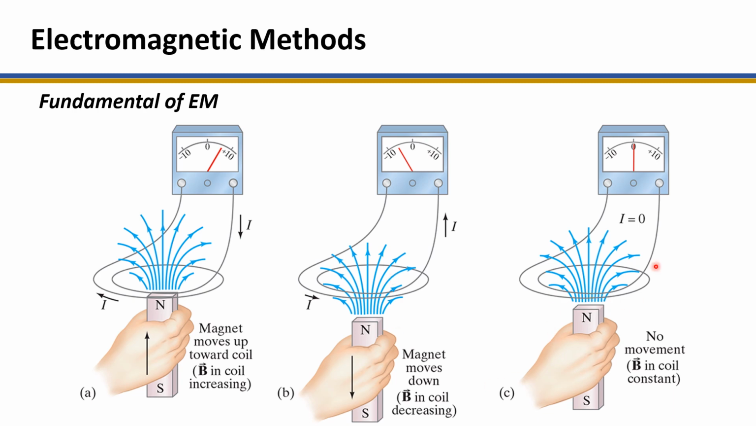In C, no current is induced if the magnetic bar does not move relative to the coil. It is relative motion that counts here. The magnetic bar can be held steady and the coil moved, which also induces an electromotive force.